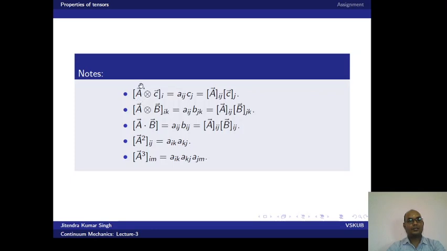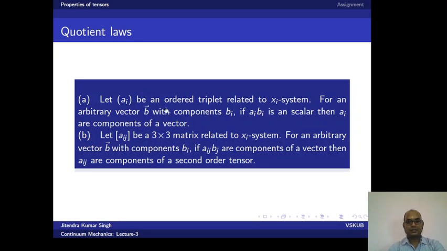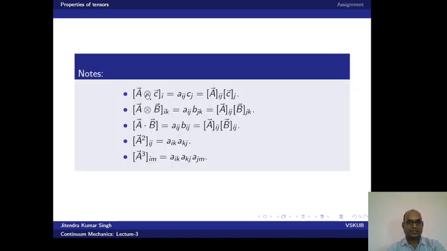Tensor product of second order tensor a and c. So its ith... there is some typing error. Actually this is not the tensor product. So this is a into c. So ac, its ith component is aij cj, means ij component of tensor a, and jth component of c. Same way there is a typing error.